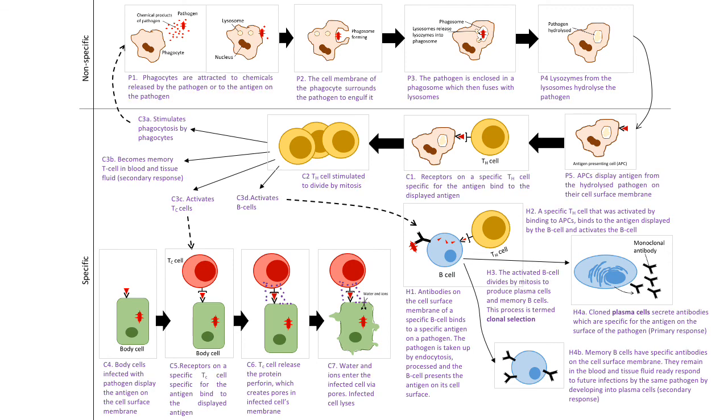So here we are. This is the text that we went through in the other slides, but this is what you should be able to do by the end. You should be able to connect all those things together and understand each process that is taking place in both the non-specific and specific immune system, and obviously relating to phagocytosis, cellular immunity, and humoral immunity.